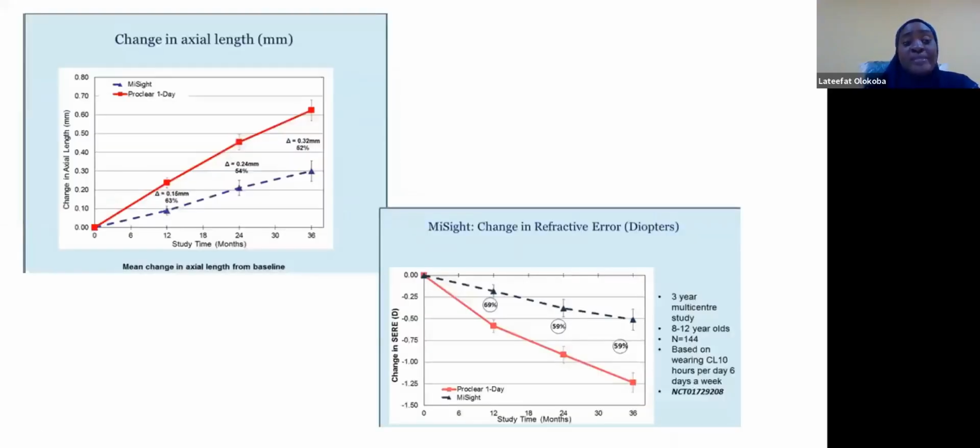So when MiSight is compared with the conventional soft contact lens, it has been shown to reduce the progression in axial length growth and reduce the progression in myopic error by as much as 52% reduction in axial length growth and 59% reduction in the progression of myopia in children.